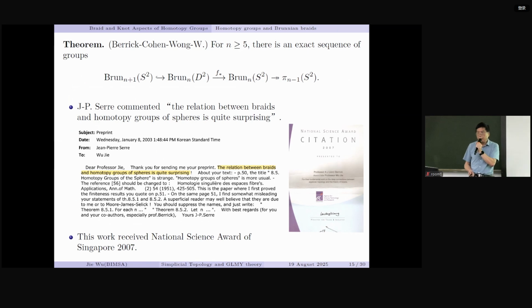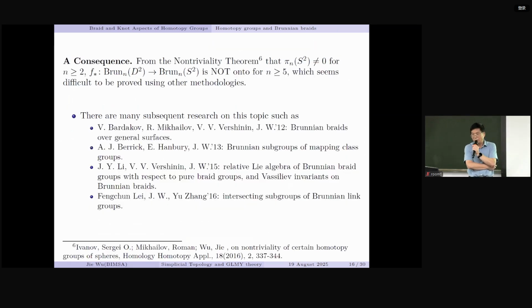Okay, and so now let me take one immediate conclusion. There's a result we actually got like 10 years ago, right? Any homotopy group of S2 is not 0. This is called non-triviality. Although you don't know what the pi_n of S2 is, we know that for any n greater than 2 it is always not 0. And using that, we can see that the map from Brunnian braids of D2 to Brunnian braids of S2 is never onto. So there are always some elements missed.